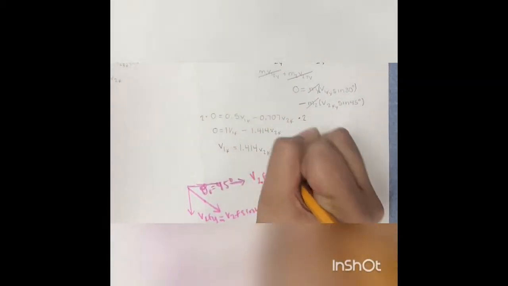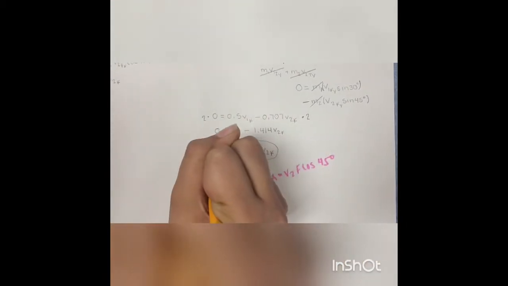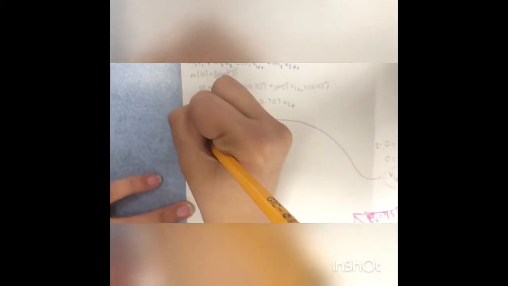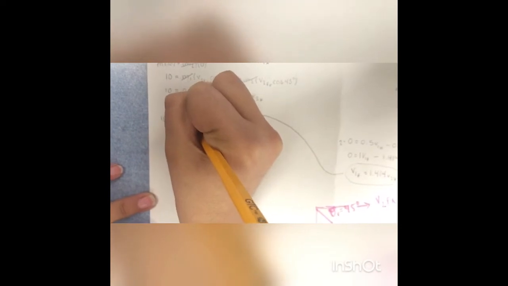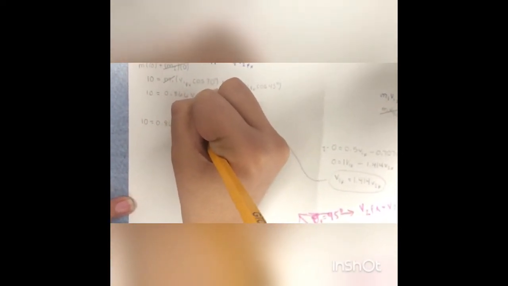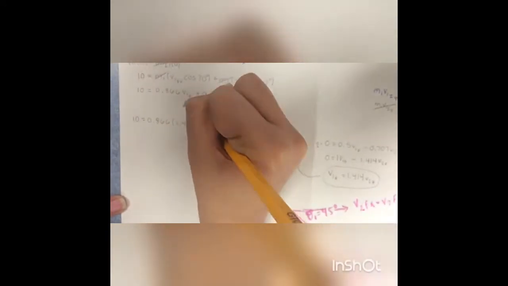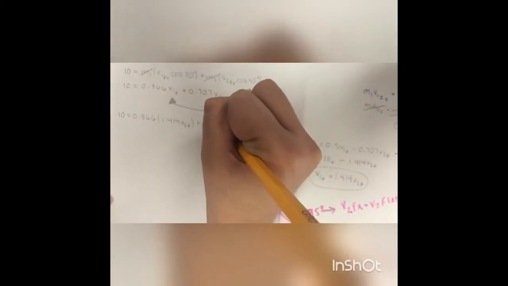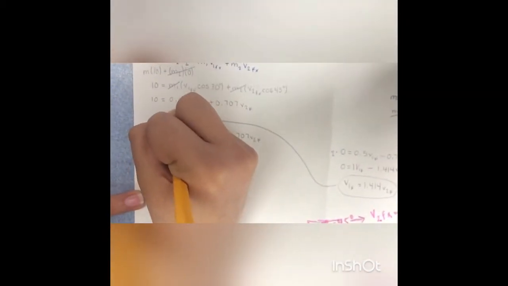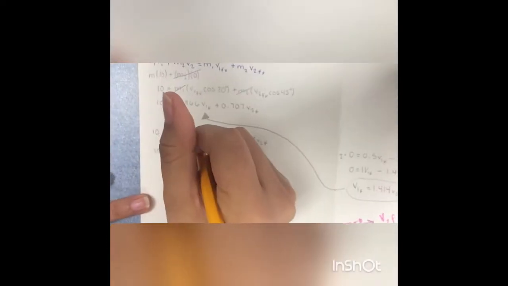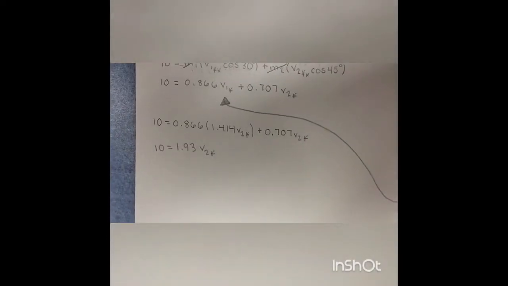Now that we have the velocity of car 1, we could easily plug that into the other equation for momentum to find out the velocity of car 2 after the collision. So now you plug 1.414 into the equation for the x values. Now 10 equals 0.866 times 1.414 plus 0.707. And this may seem hard, but as soon as you plug into the calculator, you get 1.93. Now you have 10 equals 1.93. Divide both of these sides by 1.93, and you get the final velocity for car 2.